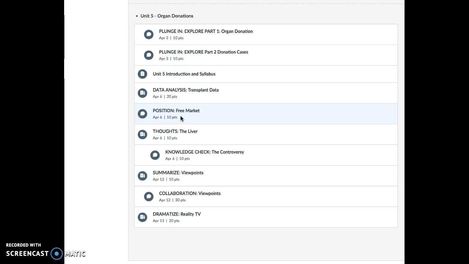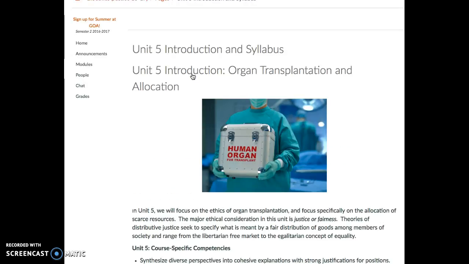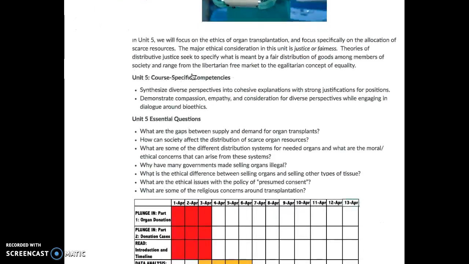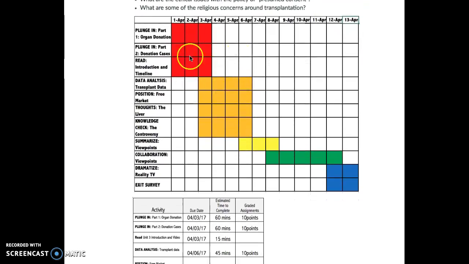Everything is actually up. I put it up for you early so that you all can start working on it, whether you're ahead, or you need the extra time because you may be going on spring break in the next week or two. When you go into Unit 5, here's your Gantt chart and your syllabus for the unit, and you'll see there are actually 2 plunge-ins this time. You're going to have one that talks about organ donations and one set of actual cases where you're going to make some decisions. And then everything else follows the same methodology.